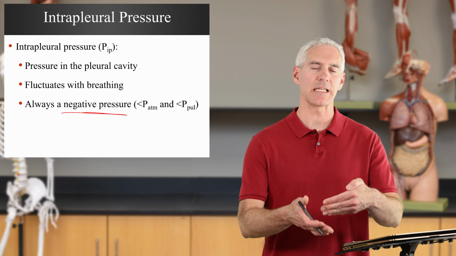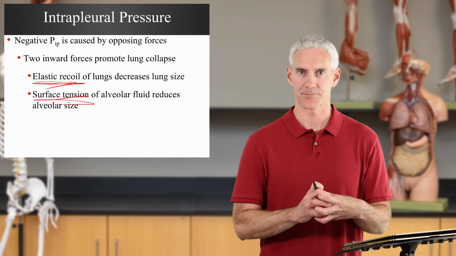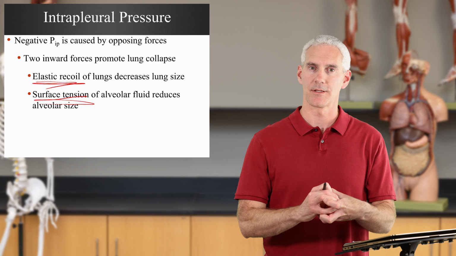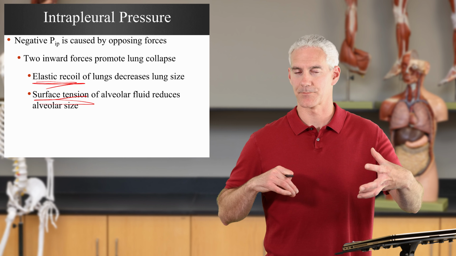So this whole idea of this negative intrapleural pressure, caused by two inward forces and one outward force. We'll get to that one in a second. The two inward forces, elastic recoil of lungs and surface tension of the alveolar fluid. Let's start with the elastic recoil. Your lungs naturally want to collapse to a smaller size. Therefore, they're always trying to pull down. So this inward force is the lungs trying to become smaller. You don't want that because you need to keep them expanded so air can flow in.